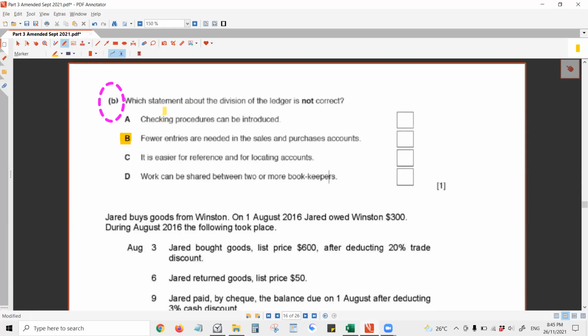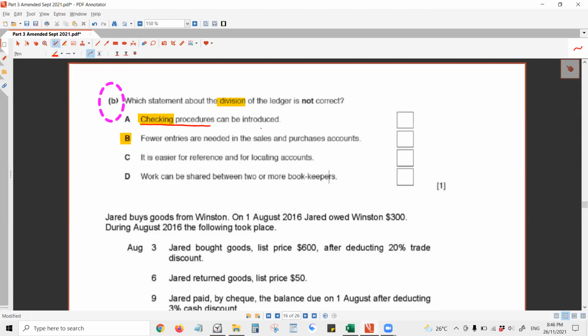So they are asking you to choose the one that is not the purpose of dividing the ledger. Okay, division means divide the ledger into 3 sections. Checking procedures, it looks complex, I know. Actually, it simply means checking. So when you have divided the book into 3 sections, it can allow you to do checking easily. That's what it means. So the first one is correct. You can do checking easily.